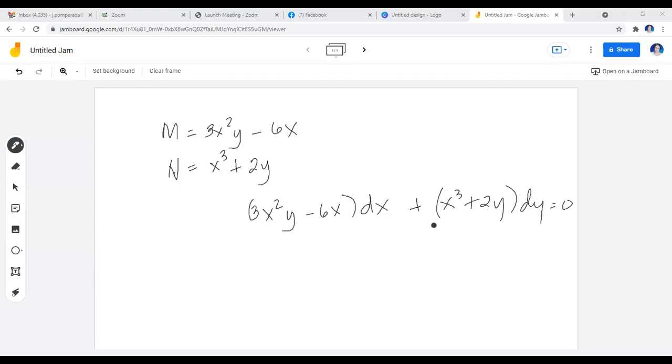Share screen. Okay. Can you see my Jamboard? Just a thumbs up sign would do. Can you see the Jamboard? Okay, thank you for that.